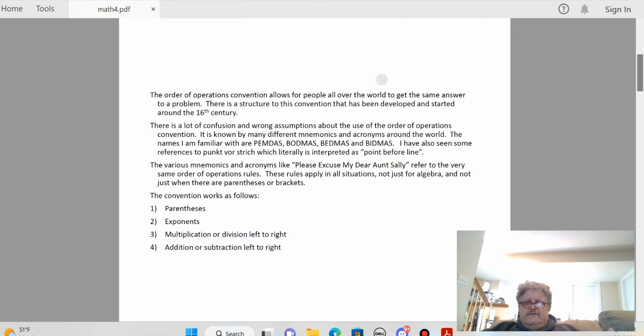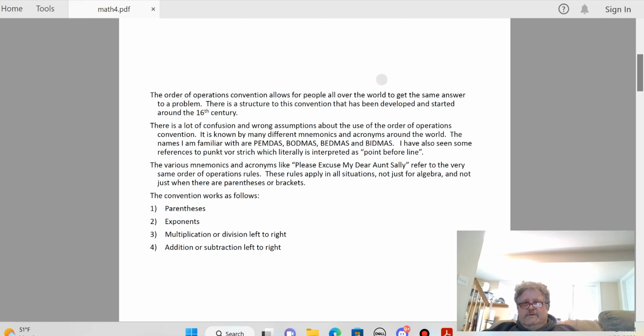But basically, all these different mnemonics, the acronyms, are describing the very same order of operations. And there's only 4 steps. A lot of people, I really don't like these mnemonics because they're confusing to people. They memorize the order of 6 letters, and when they do that, they get confused. They think that multiplication comes before division, or if they know BODMAS, then they think division always comes before multiplication, and that's not true. The convention works like this.